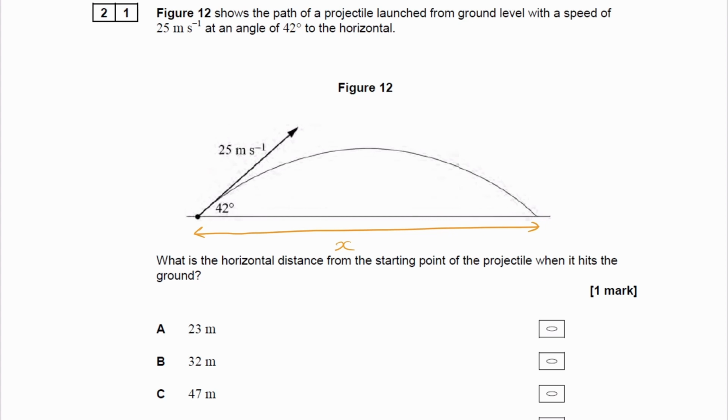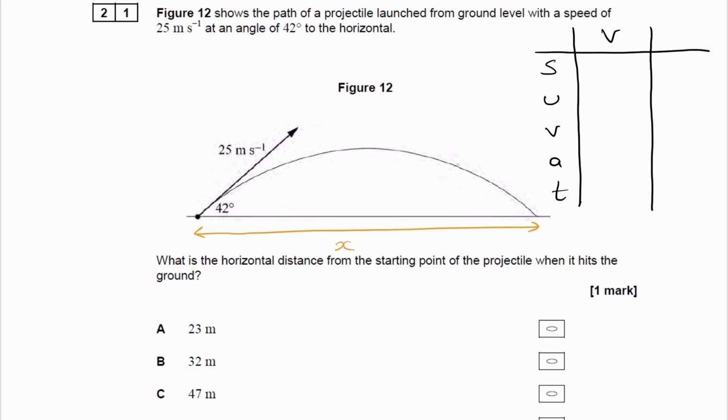So this is a SUVAT question. Whenever you see projectiles, it's very often a SUVAT question. So the first thing that you want to do for these kinds of questions is draw out a SUVAT table and then figure out what the different quantities are, S, U, V, A, and T, in both the vertical direction and in the horizontal direction.